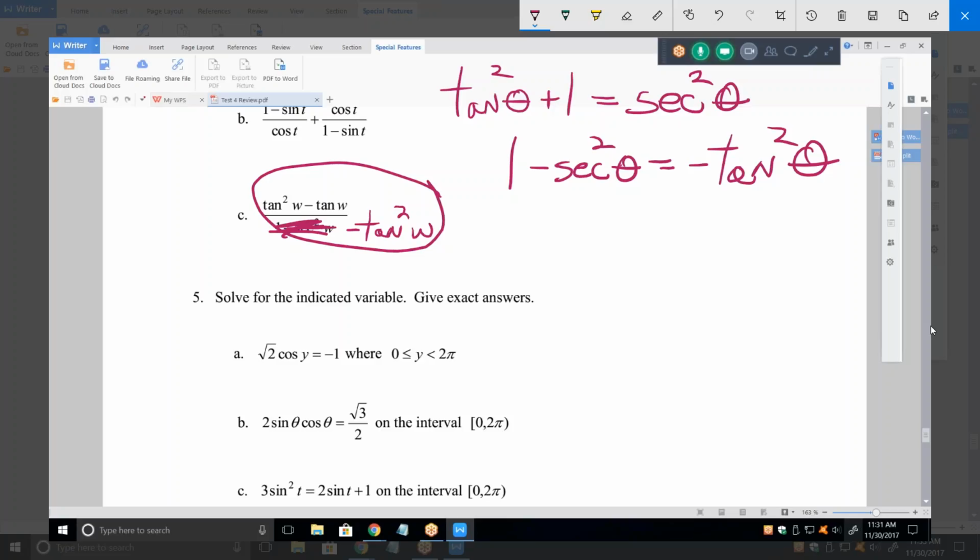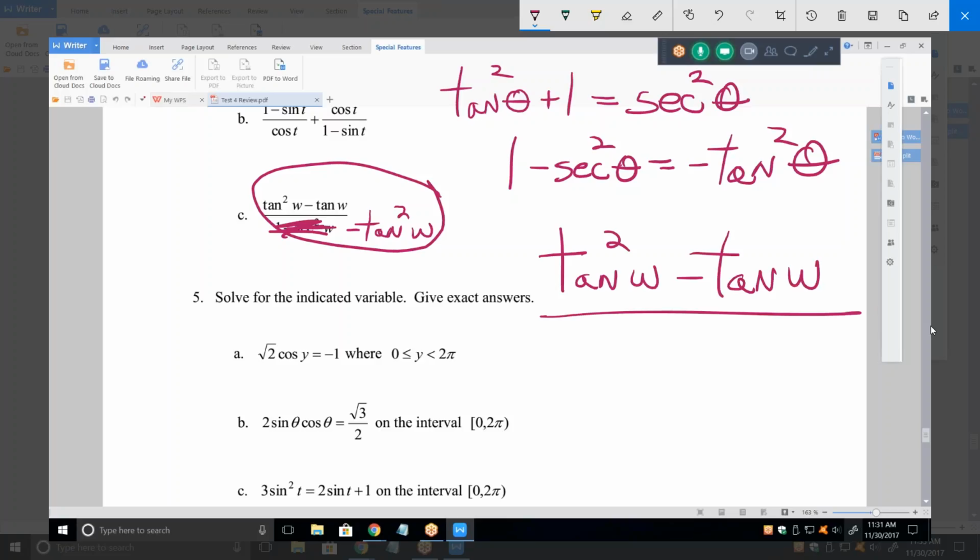So it's just negative tan w. Oh, hold on. Let me rewrite it just so you're not misunderstanding this. This is a very simple algebra problem, and it's strictly algebra. How do I simplify that? It's 1 over tangent. Hold on.